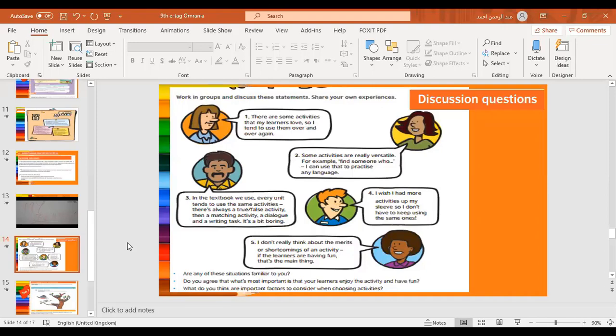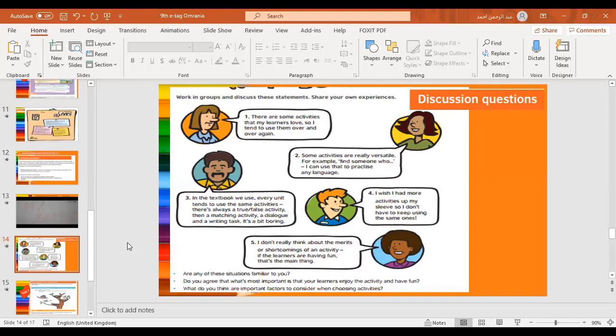If you have an activity like bingo, and you see it's very amusing for your children or your students, would you like to repeat it more and more again? This is teacher number one.